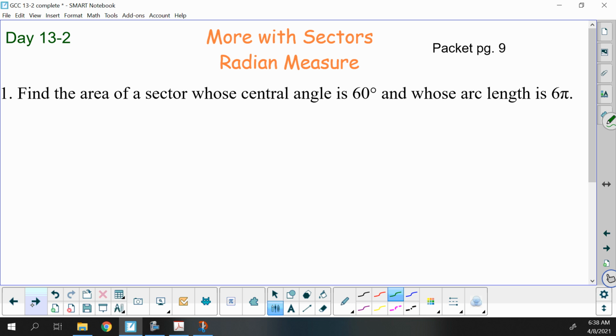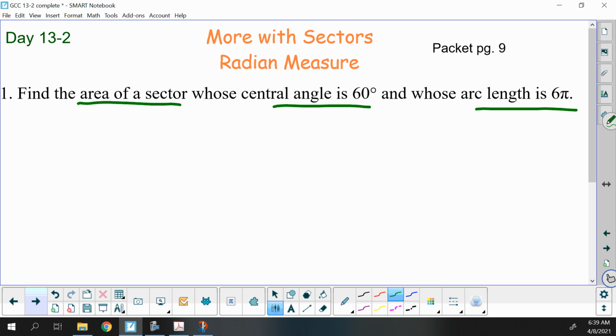And we're going to start on page 9 in your packets, and you'll want to have your calculators out. So we want to find the area of the sector. We're given the central angle and the arc length. So these are going to be two-step problems. And all the ones we saw yesterday, we were only working with either the area of the sector or the arc length. Today, we've got both of them in the question.